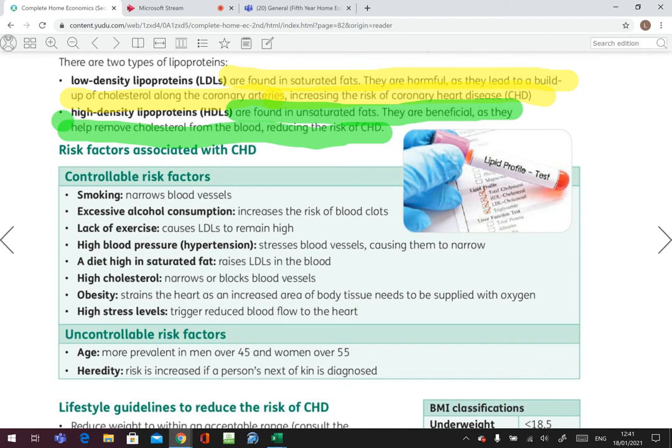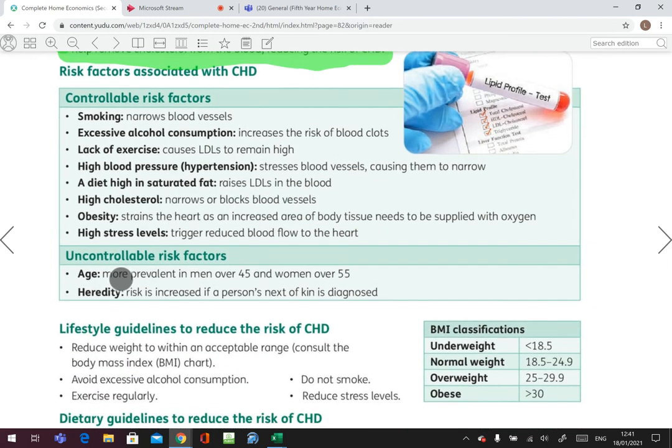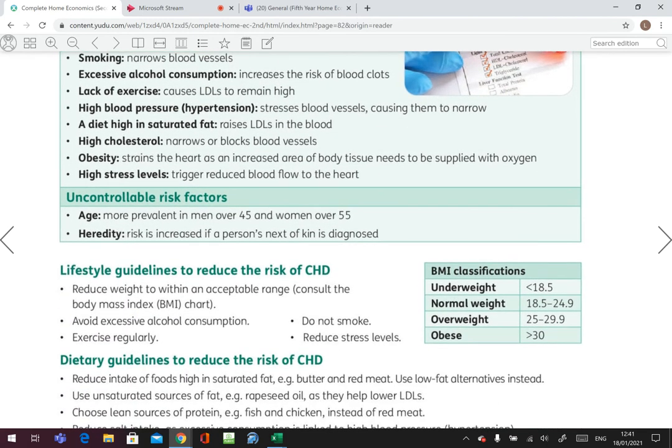Things you cannot control then is your age. So it's more prevalent or common in men over the age of 45 and in women over 55. Okay. And as I've mentioned before, heredity, there is an increased risk if somebody in your family is diagnosed as well. Okay. So it may run in your family. It runs on both sides of my family. There's a lot of things, and you can be as healthy as a horse, but if it is in there, you have an increased risk.